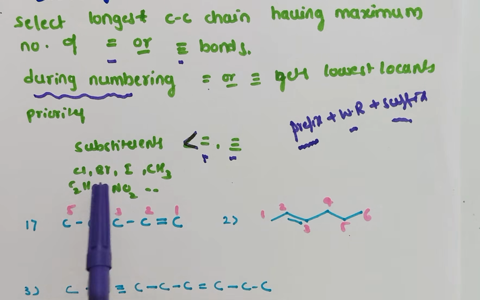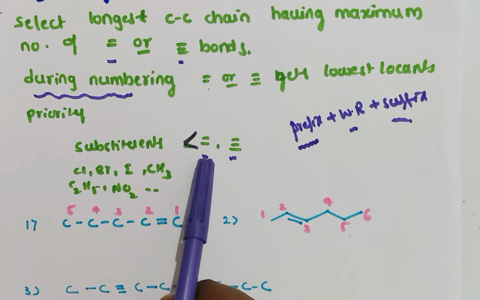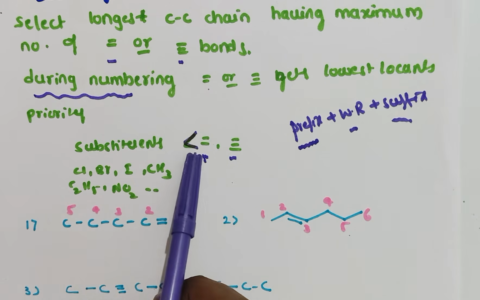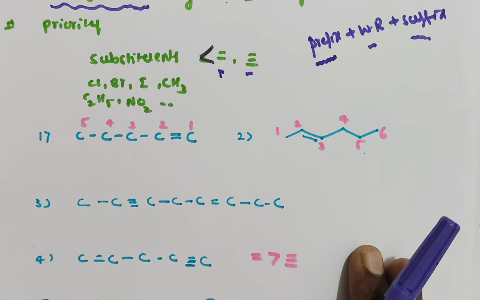Here one more important point is that if your compound contains both a substituent and a double or triple bond, always preference goes to the double and triple bond. Now we move towards examples.